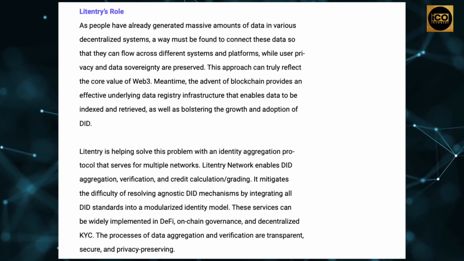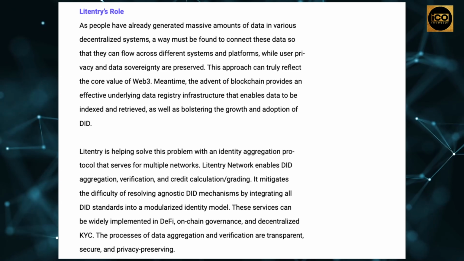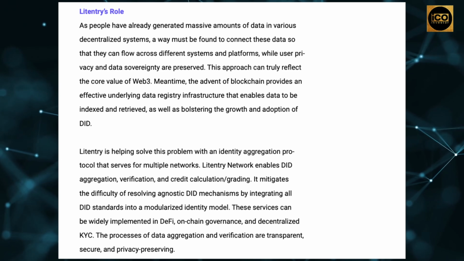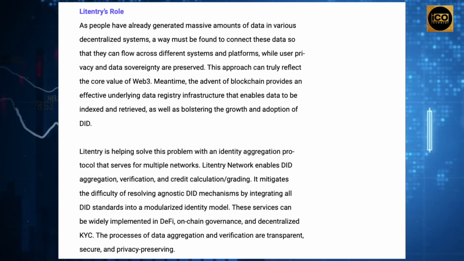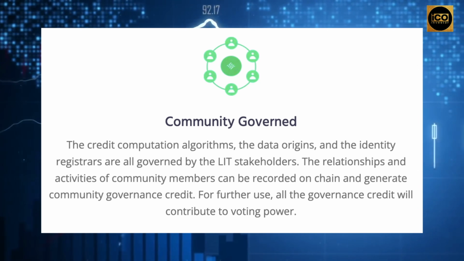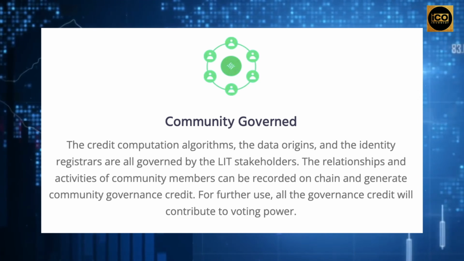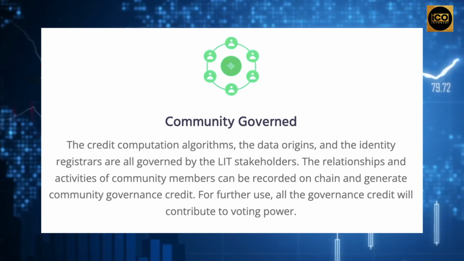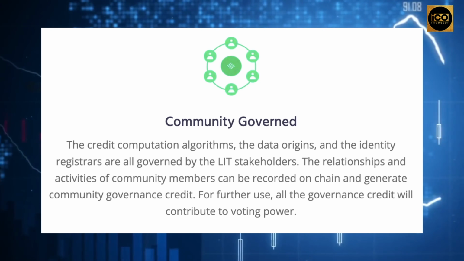These services are available. DeFi, on-chain governance, and decentralized KYC should all be broadly deployed. The data aggregation and verification methods are visible, safe, and privacy-preserving. The LIT stakeholders regulate the credit computation methods, data sources, and identity registrars. Community members' affiliations and activity can be documented on-chain to gain community governance credit. All governance credit will add to voting power in the future.